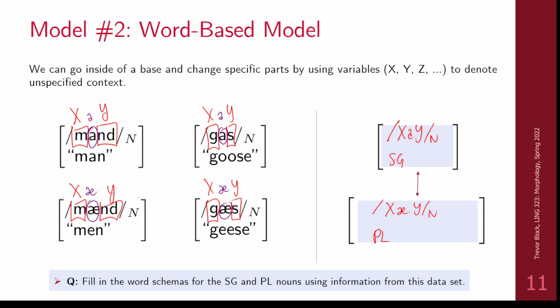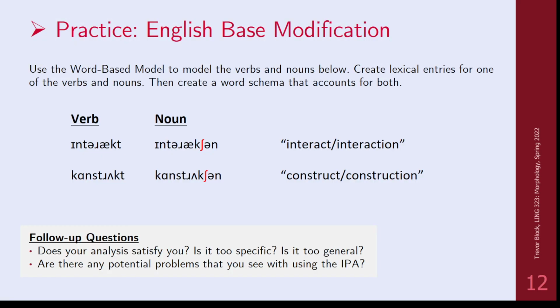Okay, so this sort of idea of finding commonalities and using these dummy variables is a consistent pattern in modeling. So try this with interact and interaction. So create a word schema that accounts for both. And if we take a look here, what's changing? Interact, construct. Interaction, construction. So what's changing is this T is changing to shun. So this means we have something of the form X, and then we have T at the end. So XT is becoming X shun, or vice versa.